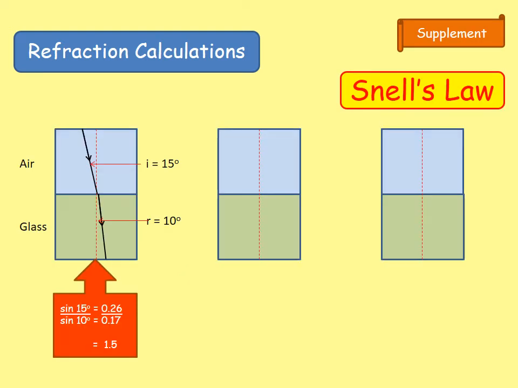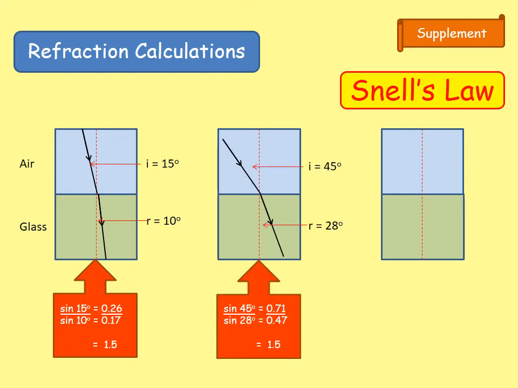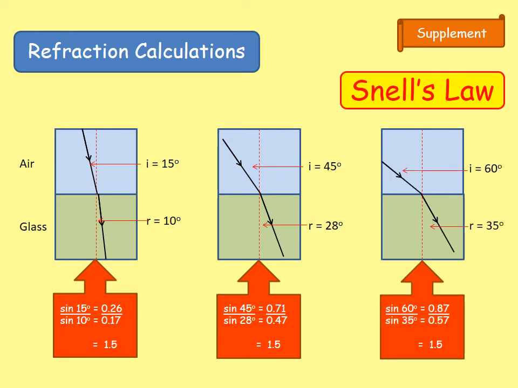So if you are using a plastic block, say the sine of 15 degrees over the sine of 10 degrees is going to give you a value of 1.5. If you change the angle of incidence, it's still going to be 1.5. We've changed it to 45 and we still get a ratio between the angle of incidence and the angle of refraction of 1.5. And that continues even if we change the angle of incidence to 60 degrees. The ratio of the sine of the angle of incidence over the sine of the angle of refraction is going to be the same.